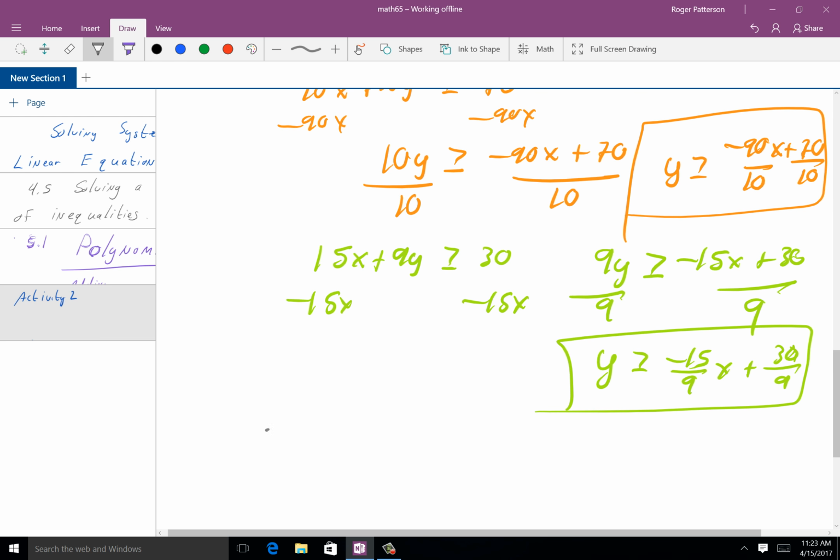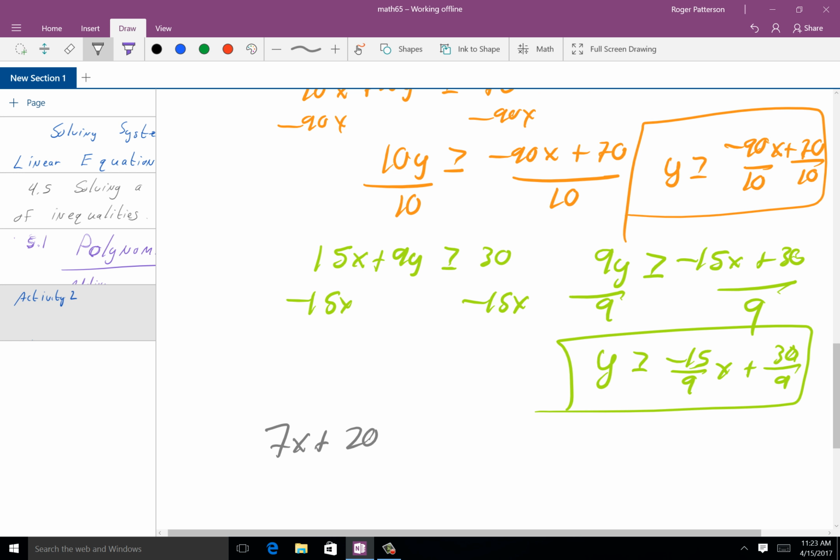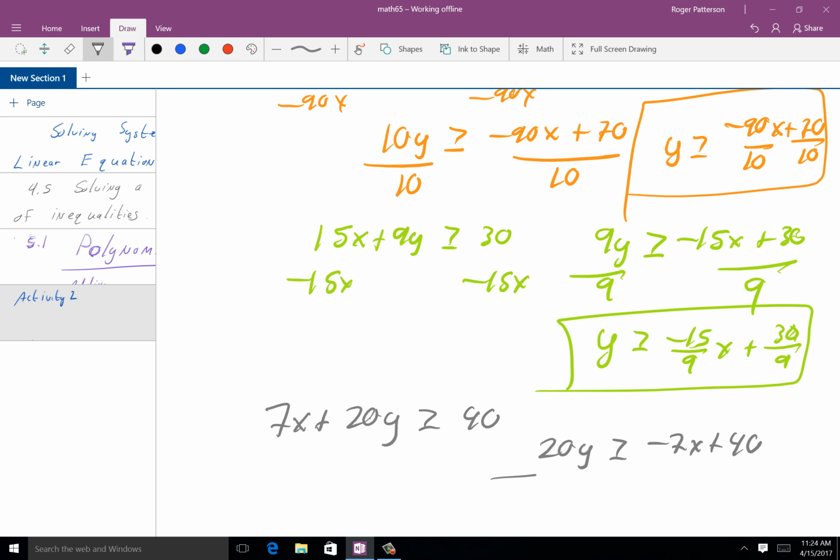Now we've got one more to go. 7x plus 20y is greater than or equal to 40. Subtract 7x, and divide by 20.